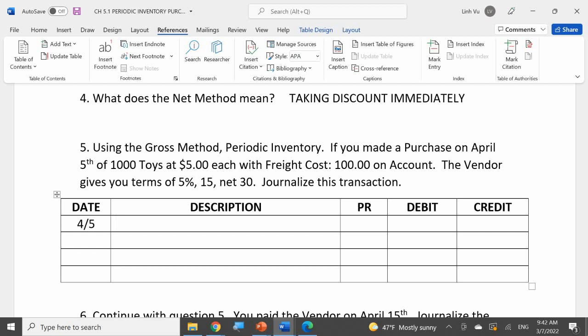Is it accounts payable? It is accounts payable. Purchase expense, right? We got the freight. Okay, great. And then this time, instead of putting cash, we do use the accounts payable, right? Okay. Now, in this case, what was my purchase price?